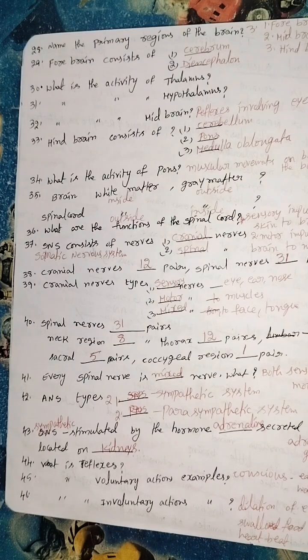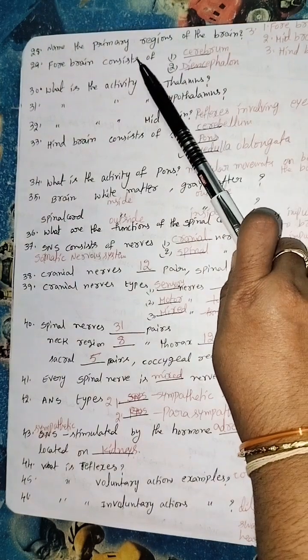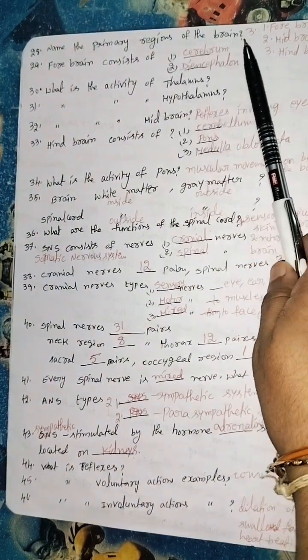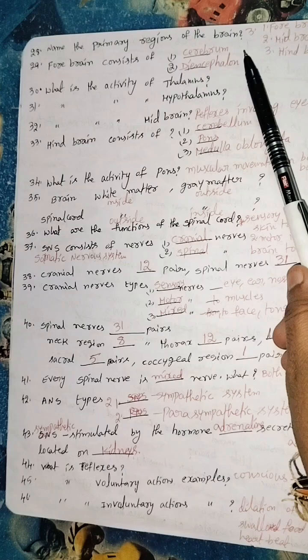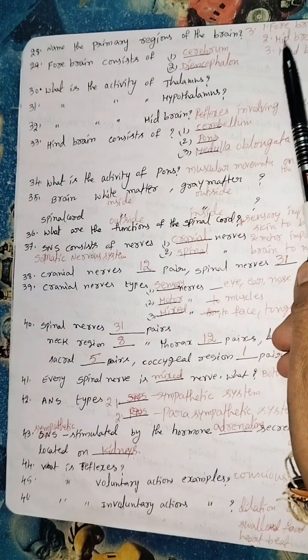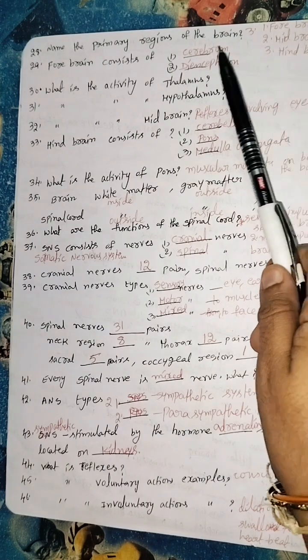Today I am teaching 10th class biology, nervous system, important questions from previous year question papers and also some important questions of a mind map. In the previous class I had already shared the mind map of the human nervous system. Some of the questions: name the primary regions of the brain. There are three parts: forebrain, midbrain, hindbrain.